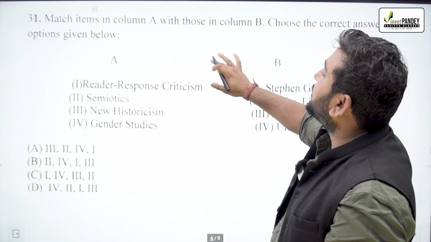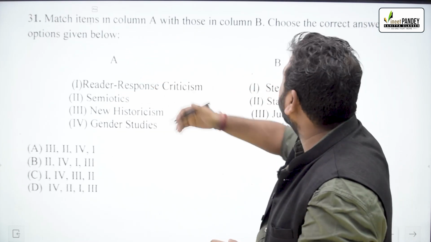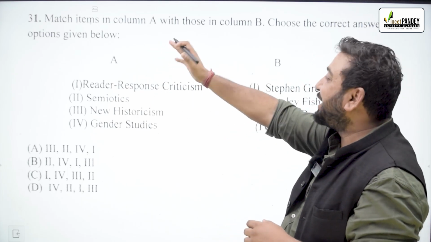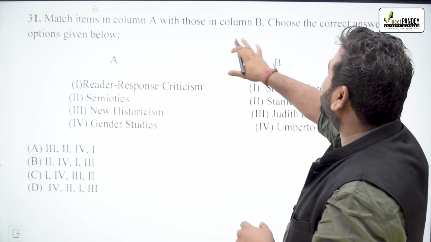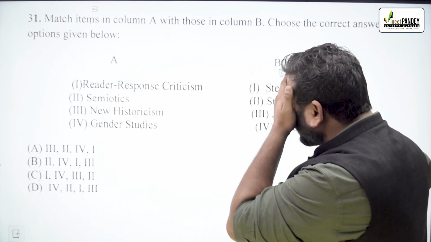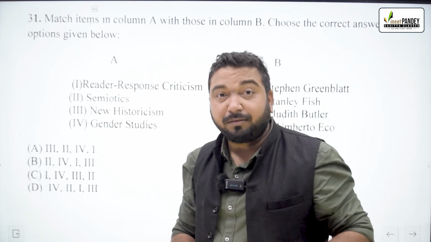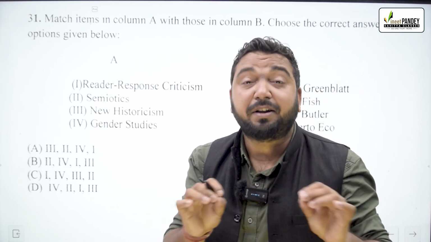Match the items. Why are they calling it items? They should call it books. Okay. Match the items in column A with those in column B. Okay, let's do it. Reader response. So 10 to 15 days back, check my live class, reader response.